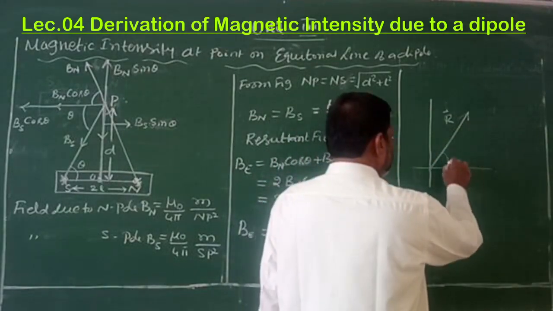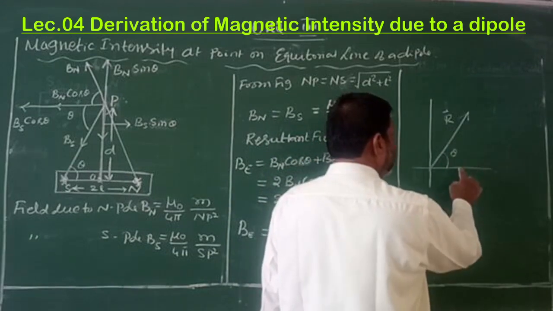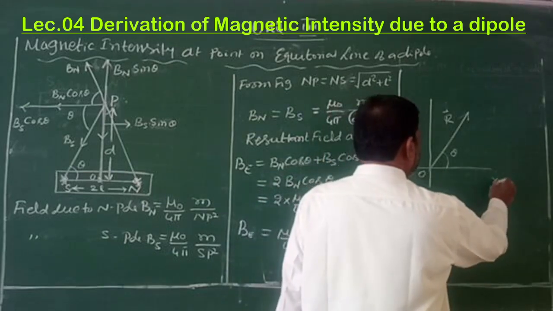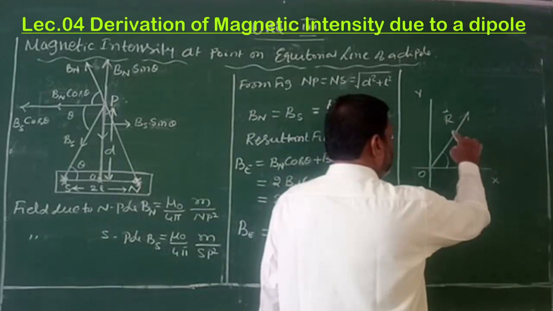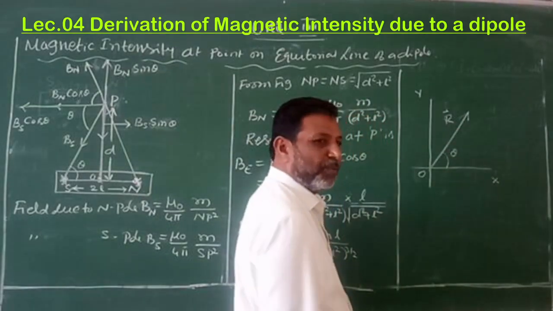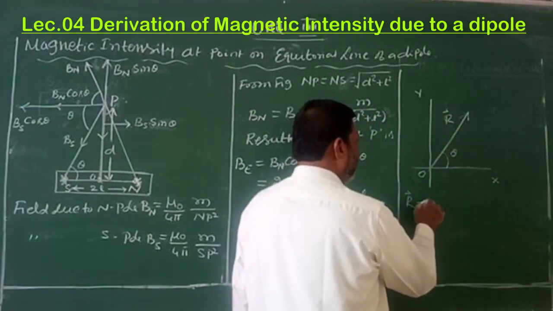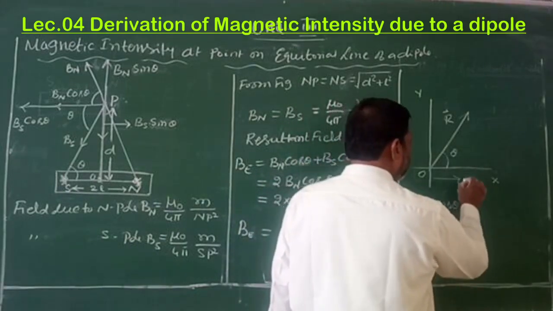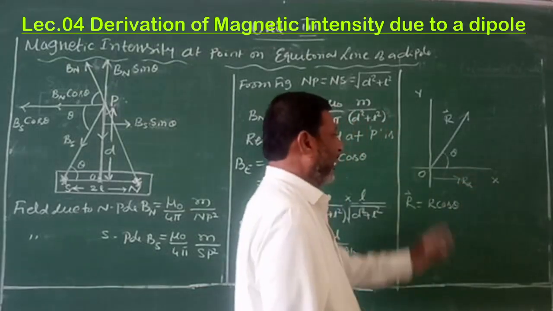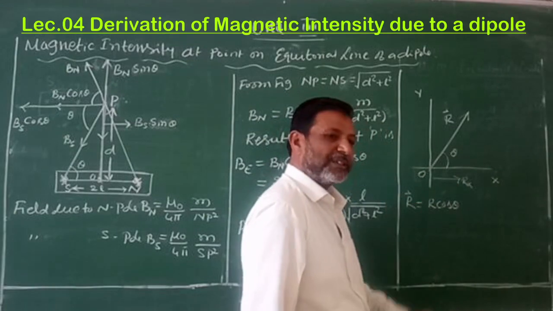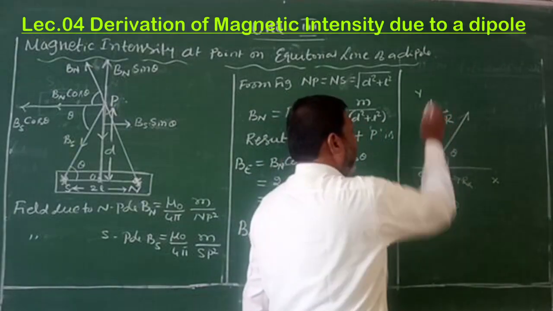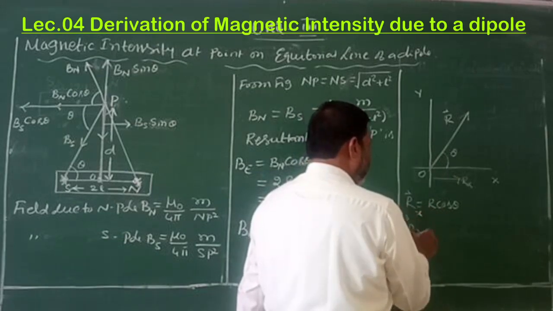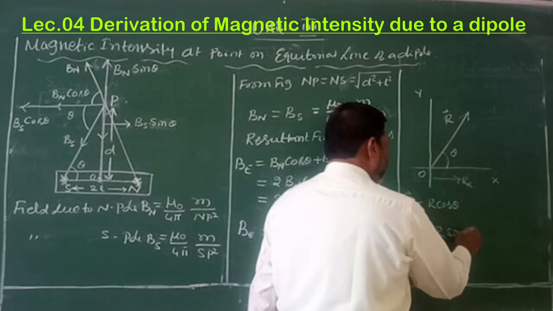Then here, suppose this vector makes an angle theta with this axis. Let us say this is O, this is X and this is Y. Then its X component, Rx, is equal to R cos theta along the X direction. And along the Y direction, the Y component Ry is equal to R sin theta.